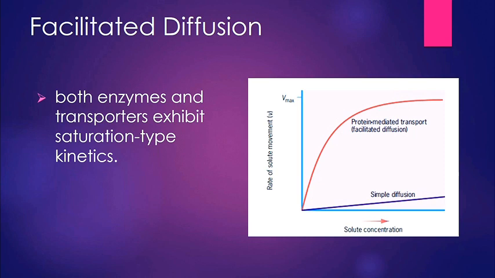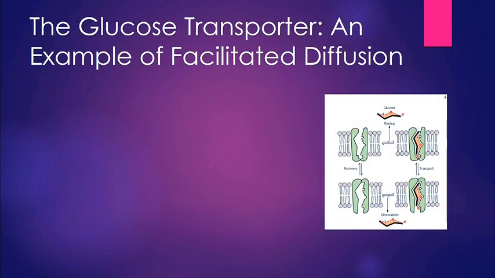Unlike ion channels, which can conduct millions of ions per second, most facilitated transporters can move only hundreds of thousands of solute molecules per second across the membrane. An example of facilitated diffusion is the glucose transporter.